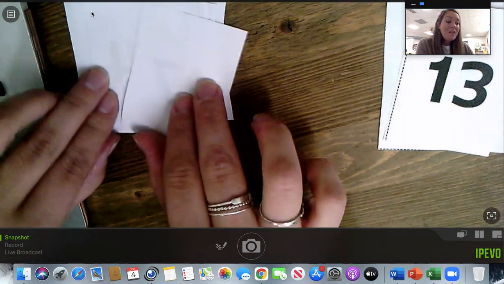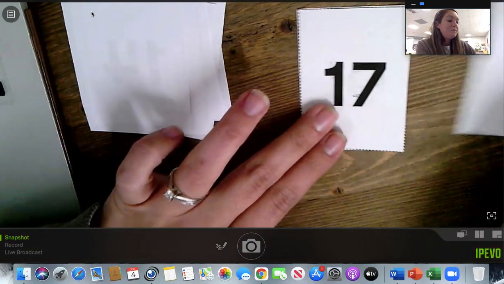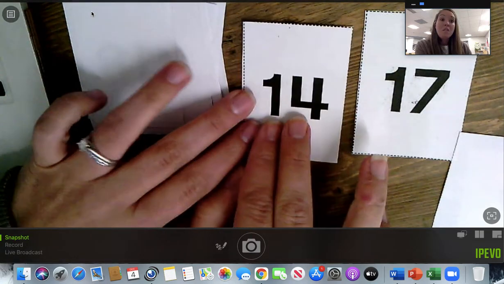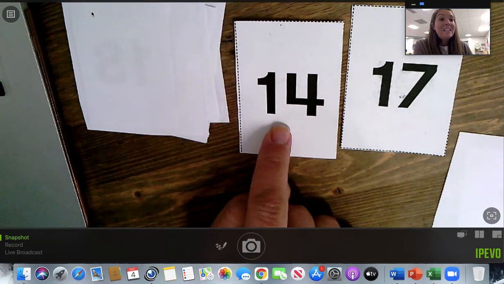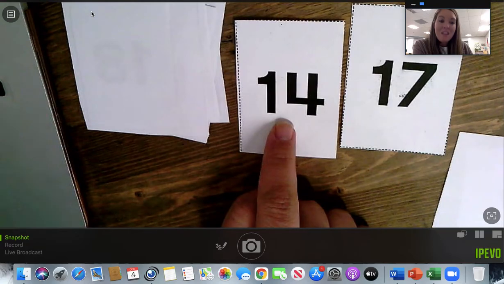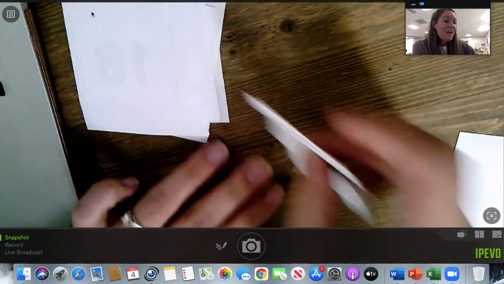Then I'll flip over the next two cards and read them out loud. 17. See the next one. Oh, 14. These are kind of close together, but I know that 14 is less than 17, and 17 is greater than 14, so 17 wins, and I can set those off to the side.